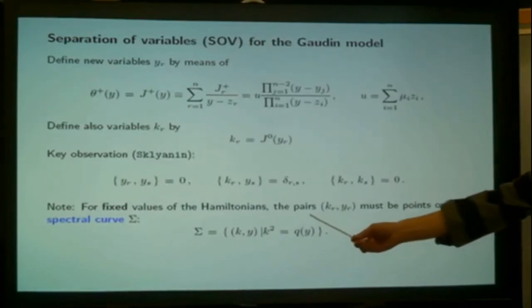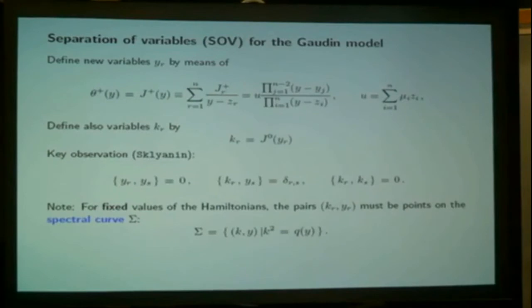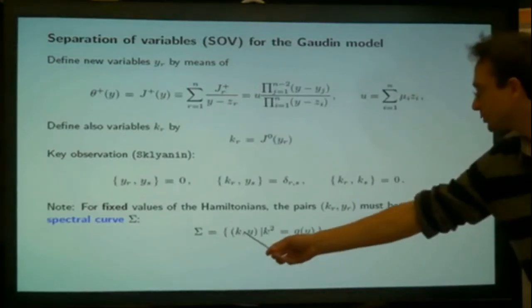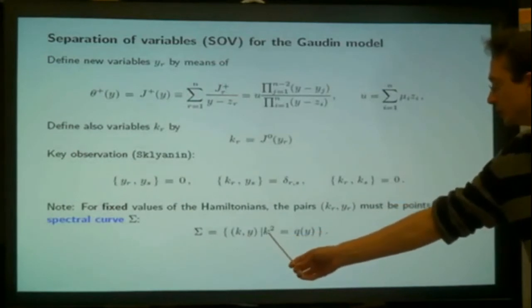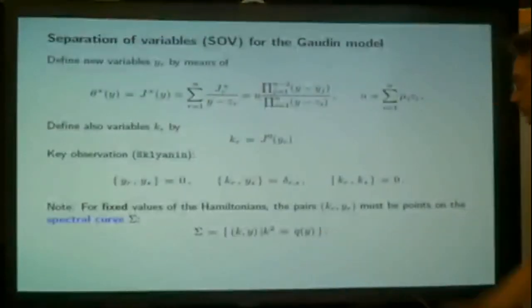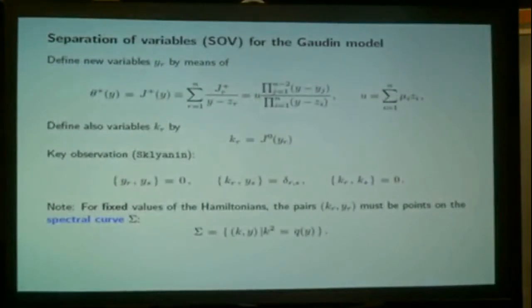An important note is that when we fix the values of the Hamiltonians, so we have fixed values of the integrals of motion, then the pairs Kr, Yr are restricted to a Liouville curve. Of course, fixing the Hamiltonians defines a curve in the phase space. This is the famous spectral curve, defined as the pairs of complex variables k and y which satisfy the equation k squared is Q of y. It defines a double cover of the Riemann sphere with n marked points in our case.